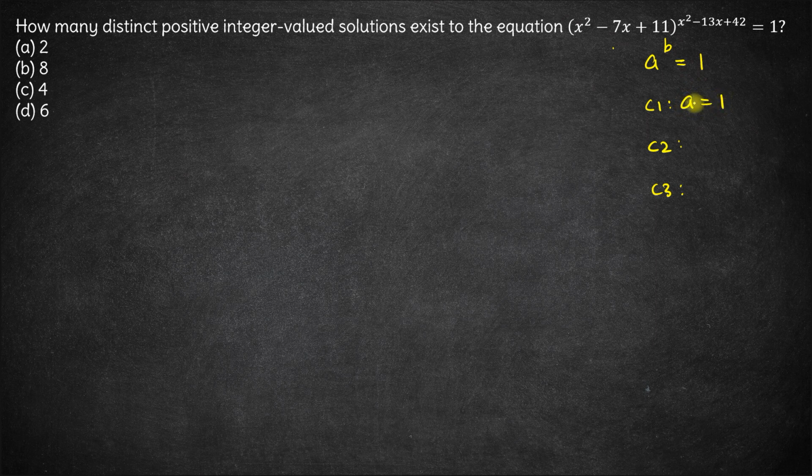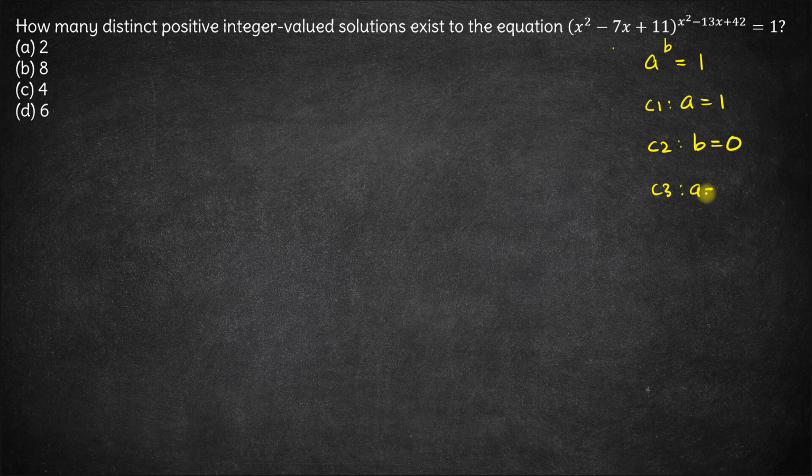First, that the base is 1. So 1 to the power any number. b can be any real number. So if b is any real number, 1 to the power any real number will be 1. The other possibility is that the power is 0. So any real number to the power 0, a and b are both distinct integers. So as long as a is not 0, base is not 0, any non-zero number to the power 0 will also give us 1.